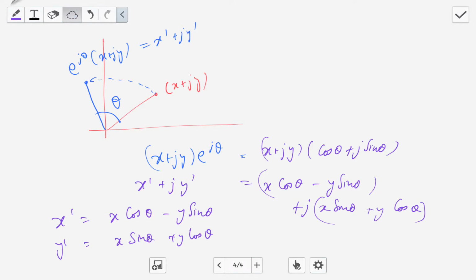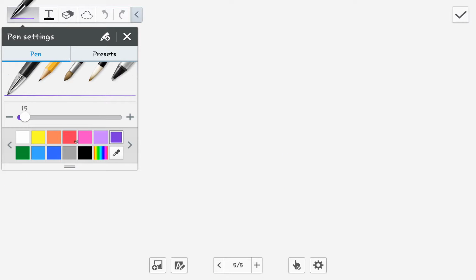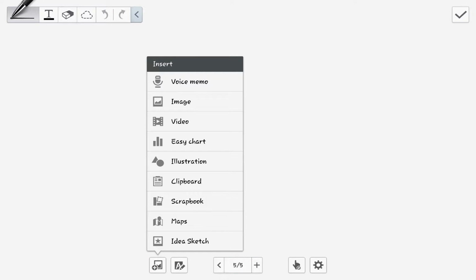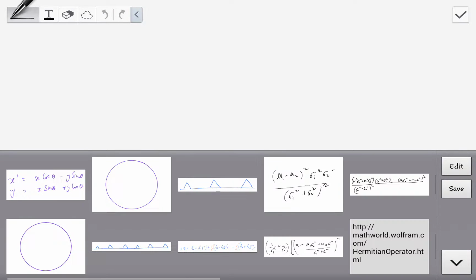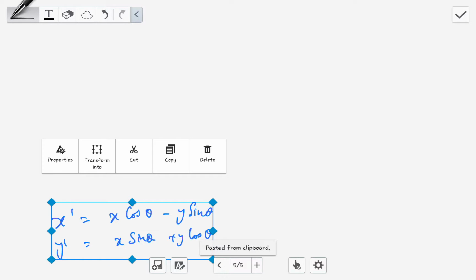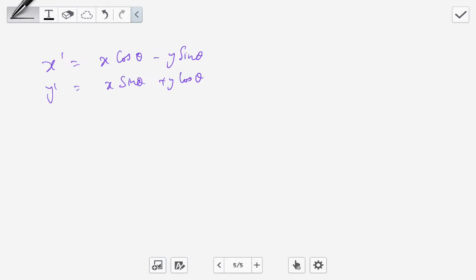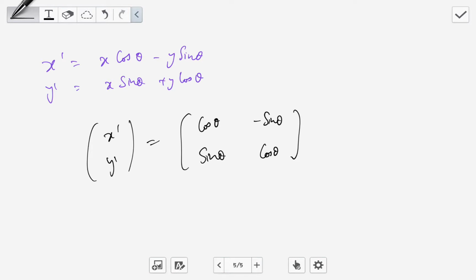Right? Now if I take this to the next board, so you have this. Now we write this in matrix notation. Cos theta minus sin theta and sin theta cos theta, isn't it? Times x y.